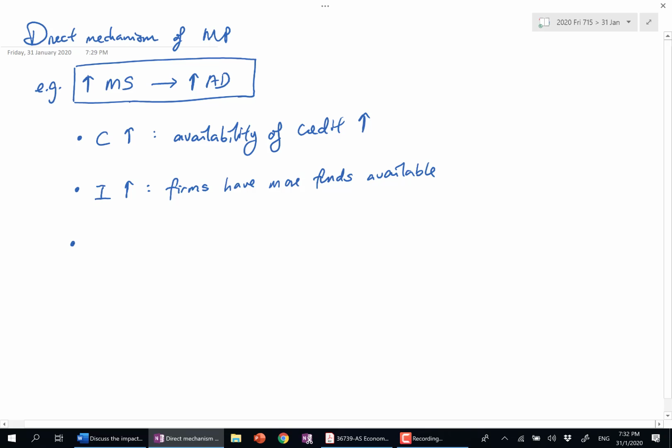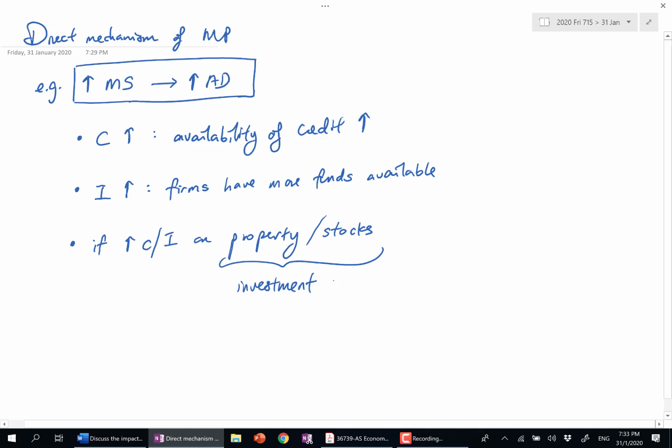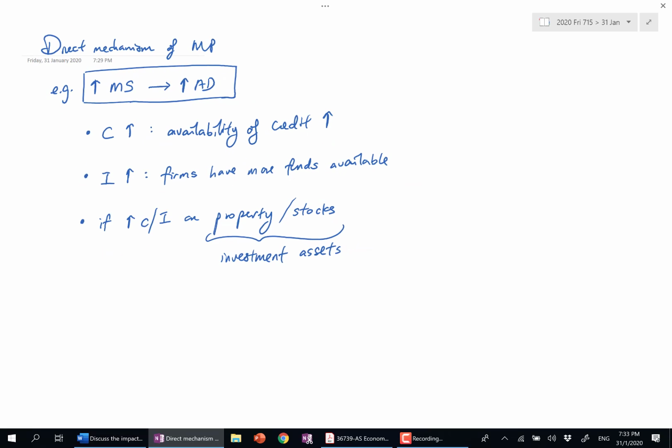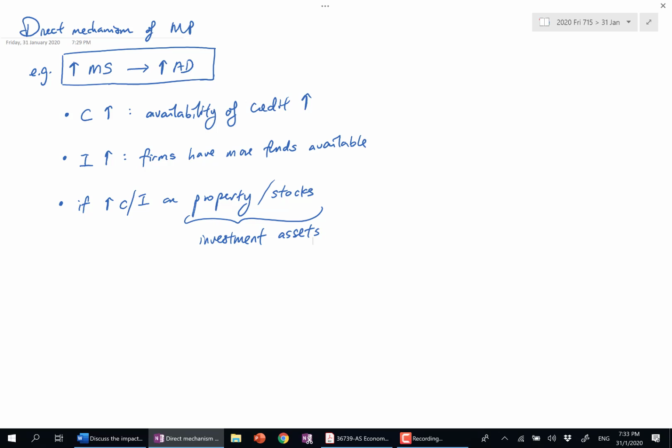Now let's say if there is higher C and I on property, or even if they buy stocks, what do we call these? We call them investment assets. Alright? Investment assets. I think I explained the word asset before. Asset means something that's of value to you. Okay? So if people spend more on properties and stocks, am I right to say these asset prices increase?